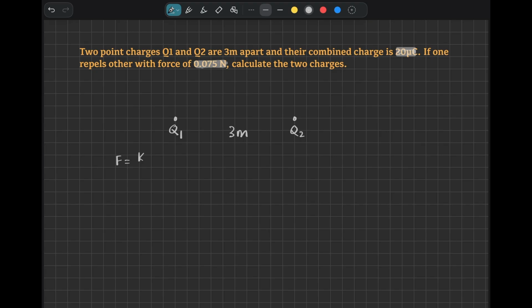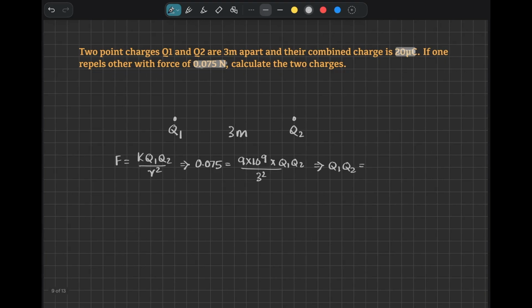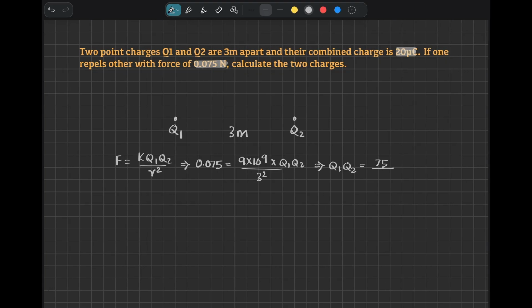k q1 q2 by r square, and F is given as 0.075. This amounts to 9 into 10 to the power 9 into Q1 Q2 by R square, but R is 3 square. From here Q1 Q2 amounts to, let's say I write it as 75 by 1000 into 9 by 9 into 10 to the power 9. So our answer comes 75 into 10 to the power minus 12.